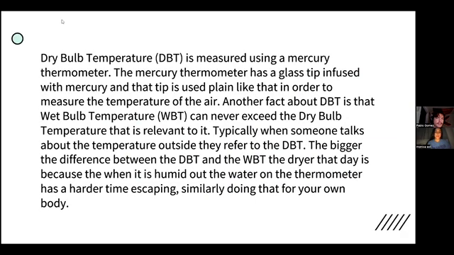So dry bulb temperature, DBT, is measured using a mercury thermometer. The mercury thermometer has a glass tip infused with mercury, and that tip is used plain like that in order to measure the temperature of the air. Another fact about DBT is that wet bulb temperature, WBT, can never exceed the dry bulb temperature that is relevant to it. Typically, when someone talks about the temperature outside, they refer to the DBT, dry bulb temperature. The bigger the difference between the DBT and the WBT, the drier that day is, because when it is humid out, water on the thermometer has a harder time escaping. Similarly, doing that for your own body.